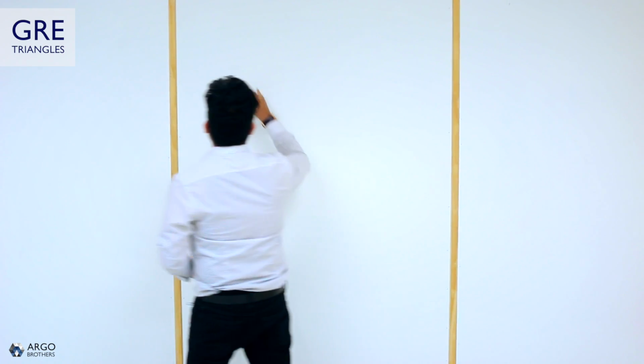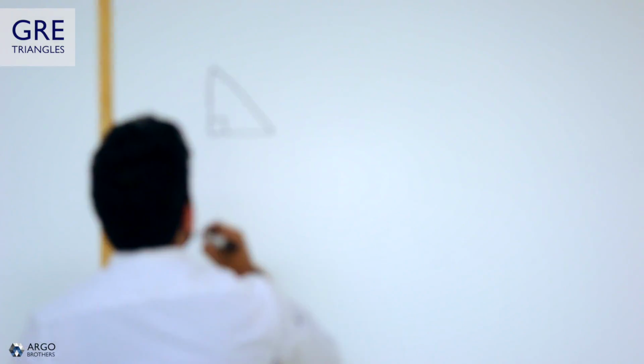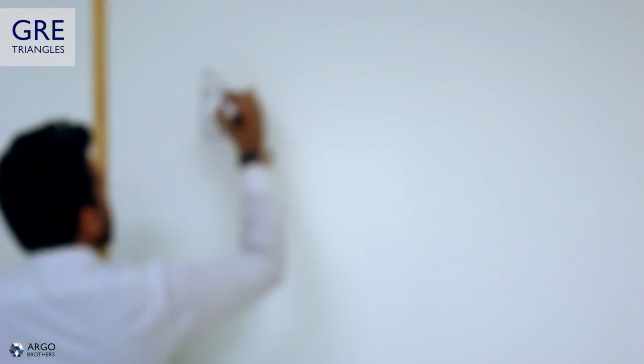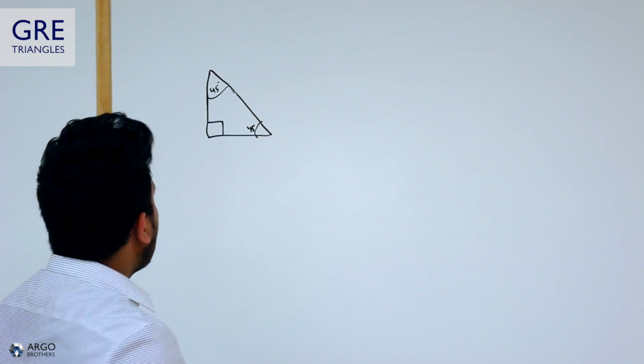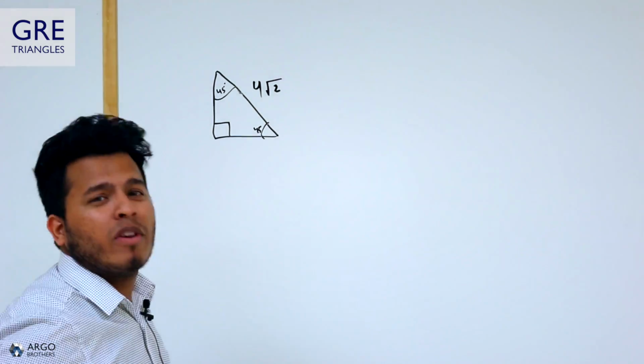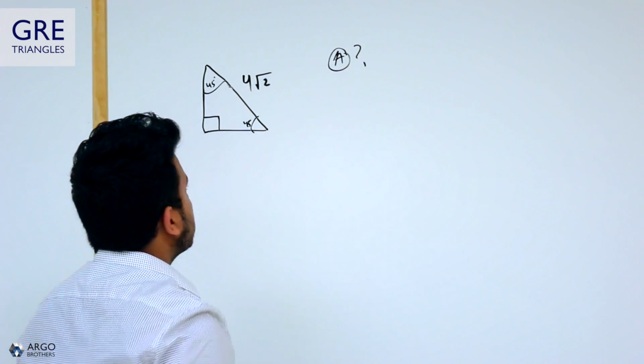Let's just say I have this triangle over here. Here I have a 45, 45, 90-degree triangle. So here's my right angle, here's 45 degrees. Here is 45 degrees, and I say, hey, the hypotenuse is 4 radical 2. Find me the area. What is the area? Let's just find the area first.